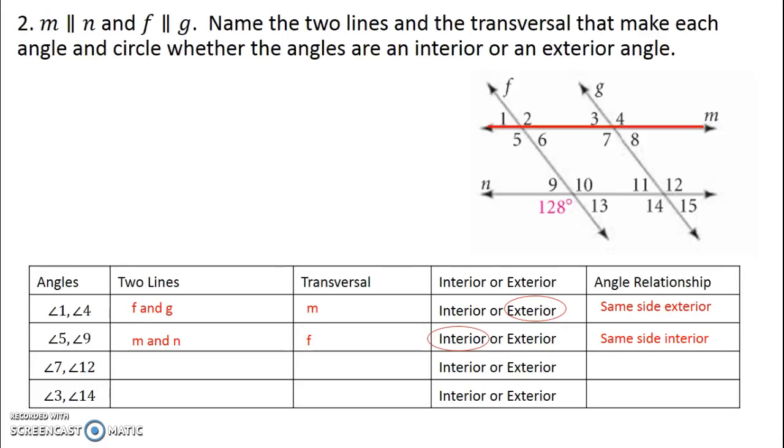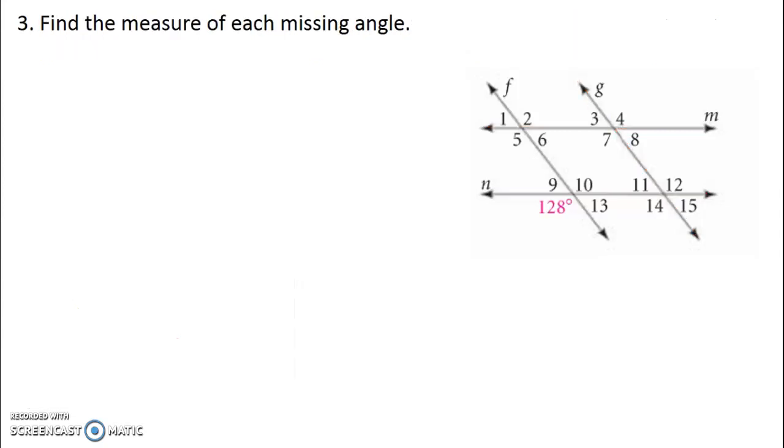For 7 and 12, 7 is made up of M and G. 12 is made up of G and N, so you're not using F. Our two lines would be M and N. Our transversal would be G. If I'm looking at 7 and 12, they're on the inside. They're interior to M and N, but they're not on the same side as line G, so they're alternate interior angles. And then 3 and 14, line M and G, line G and N. They are on the outside of line M and N. They're not between lines M and N, but they are on the same side as transversal G, so they'd be same side exterior angles.